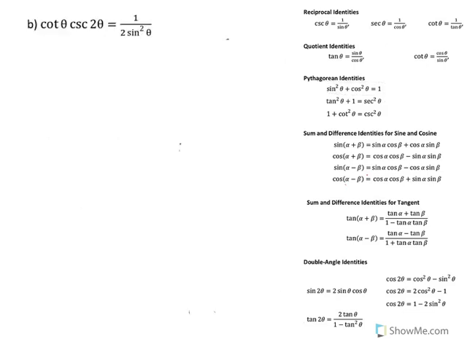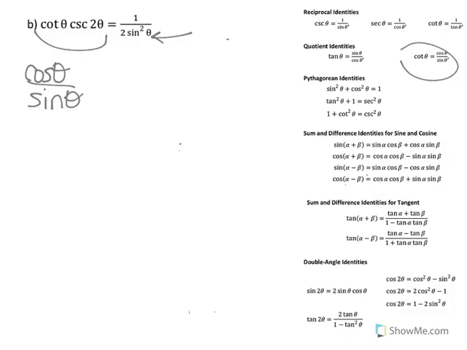Okay, example 2. So we have cotangent theta cosecant 2 theta equals 1 over 2 sine squared theta. So I'm going to change this left side because I just got a feeling about it. It looks like it's going to be easier to change into 2 sine squared theta than trying to change that to something else. So I know that cotangent theta is cos theta over sine theta. So let's start with that.